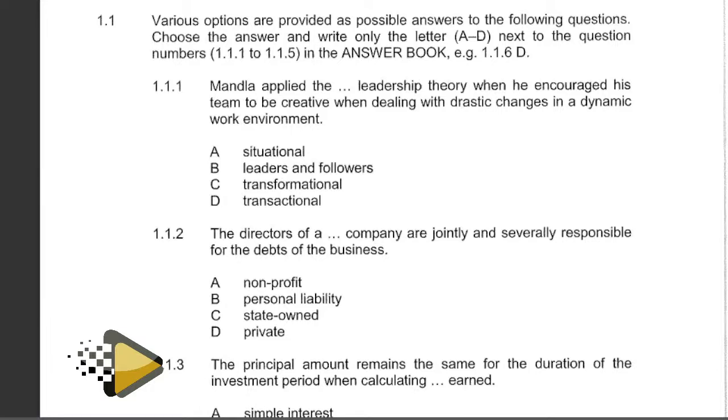Also, grade 12, remember, I always advise you to apply the elimination method. When you apply this elimination method when you are approaching multiple choice questions, you are increasing the chances of survival for yourself. So now, okay, grade 12.